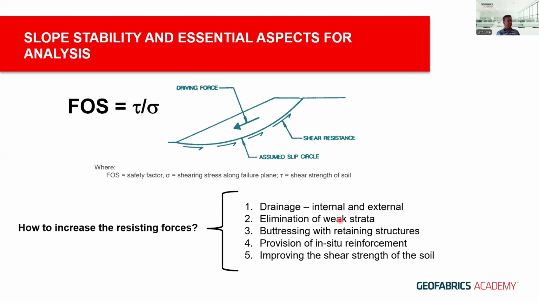How to increase the resisting forces? Obviously, there are a few factors I mentioned earlier on. You can improve the drainage, either internal or external, or eliminate weak strata in certain cases, or buttress with retaining structures. And this is the focus of the presentation here today. Other options are provision of in situ reinforcements such as soil nails or rock anchors, and improving the shear strength of soil, such as stone columns, the type of heavy machinery constructions.